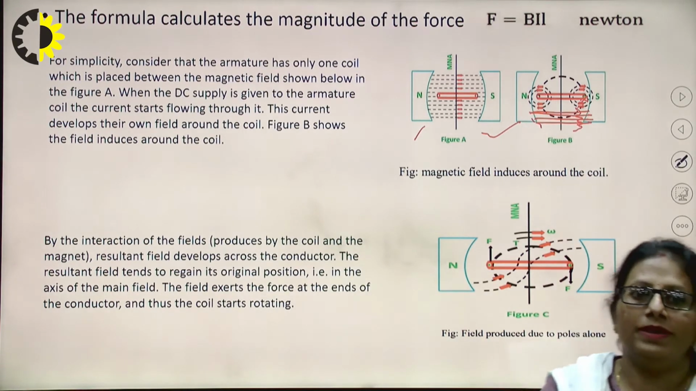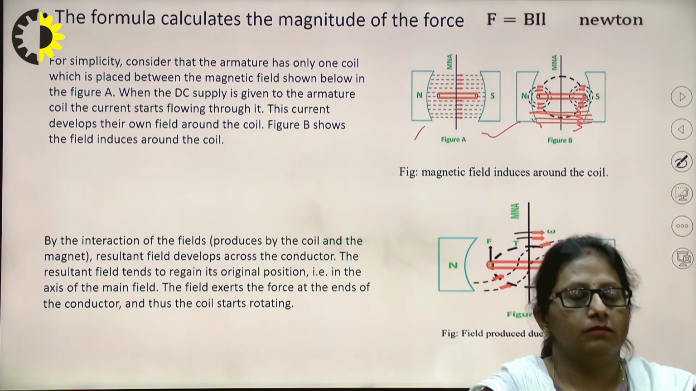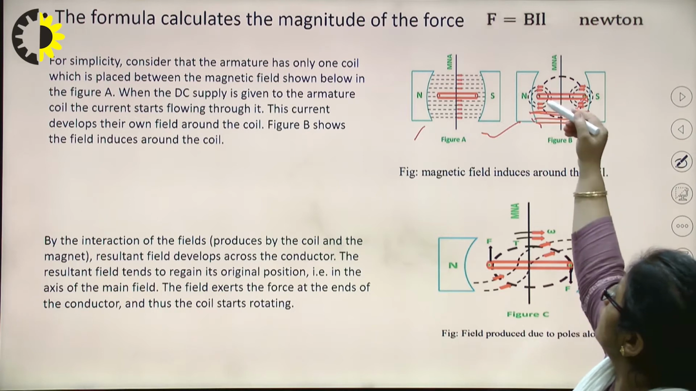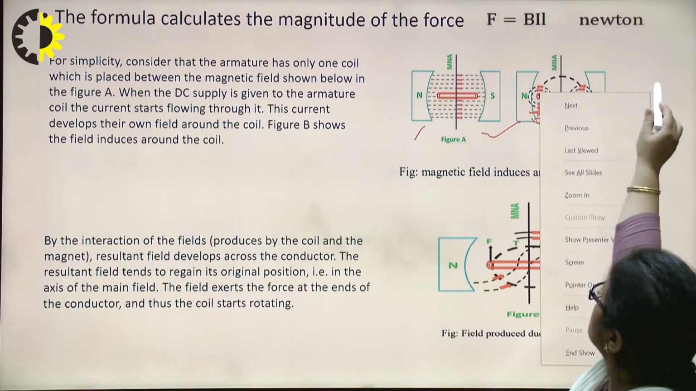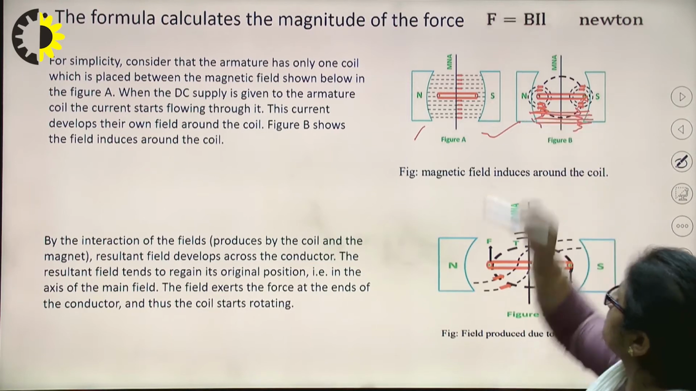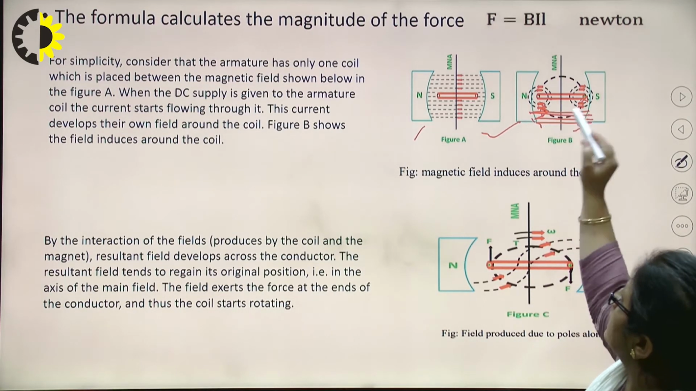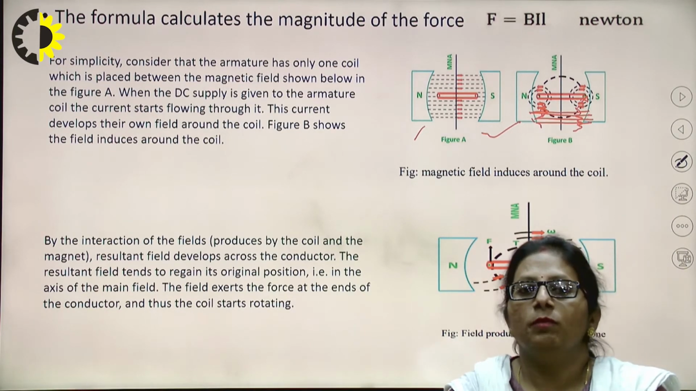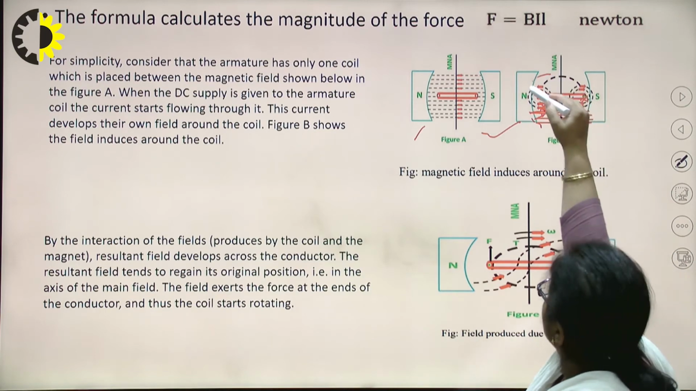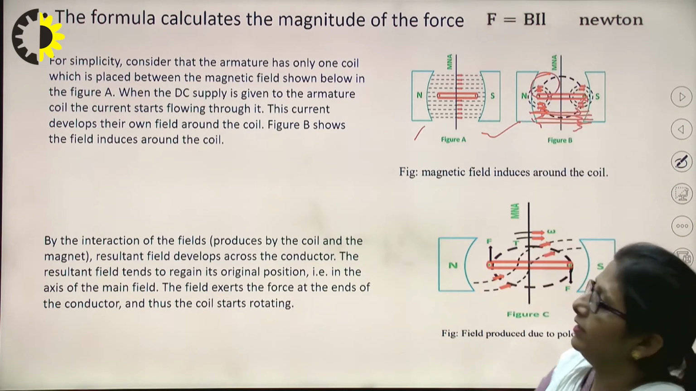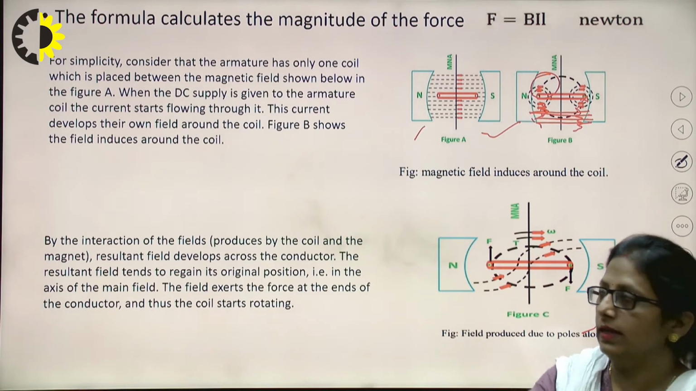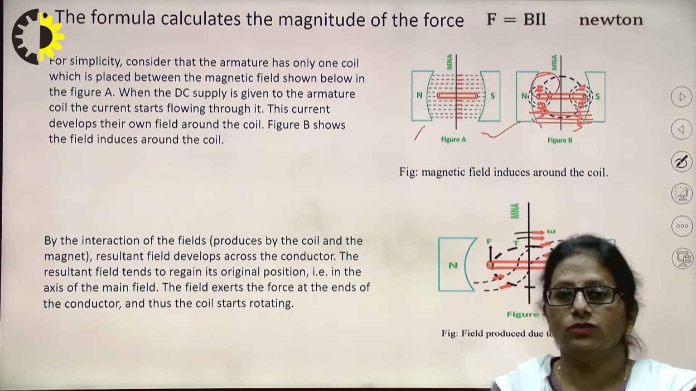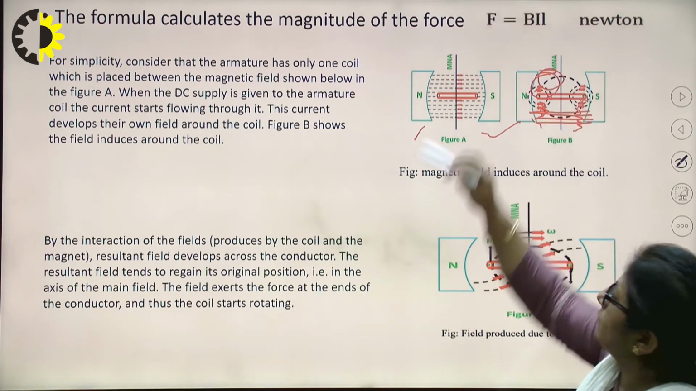So here there will be a cancelling of the field, and towards the other side, both of these are towards this side, so both of these are supporting. Towards the downward side, the strength of the field would be more. Whereas on the upward side, the direction of the field created by the current carrying conductor is towards the left and the main field is towards the right. In that case, both the fluxes will cancel out each other, so here I will have a minimum density of flux.